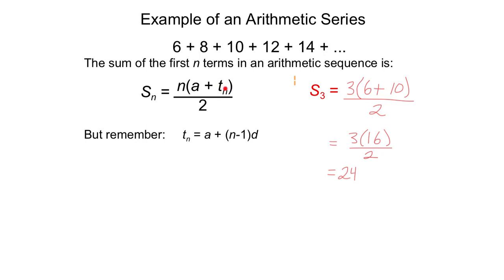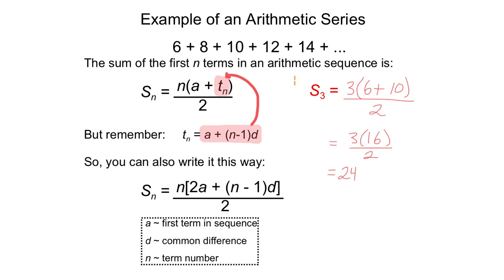I don't know what Tn is, but I know that Tn is equal to this. So I can take this and put it here. Then in these brackets, I'll have a plus n minus 1 d. A plus a, well, that would be 2a. So I can write the same formula this way. Now I don't need to know what the value of the nth term is. I just need to know the term number.